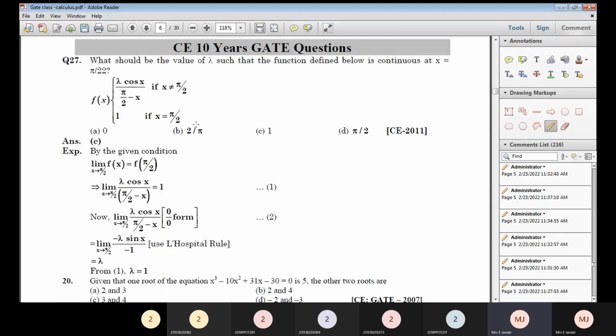If the function is continuous at the particular point, then find out the lambda value. So now write the function. Here the function is given: f of x is equal to lambda cos x divided by pi by 2 minus x, if x is not equal to pi by 2, and f of x is equal to 1 if x is equal to pi by 2.